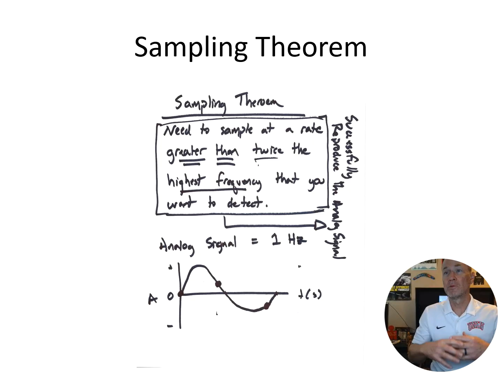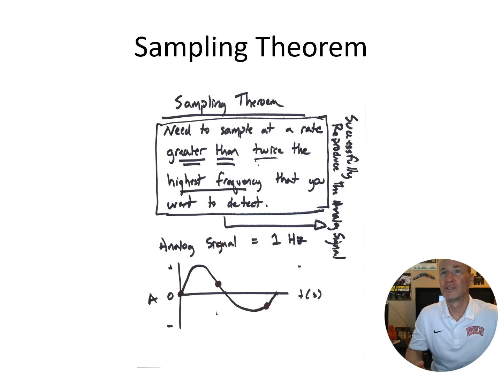All right, so when we are selecting a sample rate, we need to follow what's called the sampling theorem. And the sampling theorem says we need to sample an analog signal at a rate greater than twice the highest frequency that you want to detect. All right, I know that's a lot. There's a lot of math built into this sampling theorem. But if we do this, we actually successfully reproduce the analog signal in the digital world.